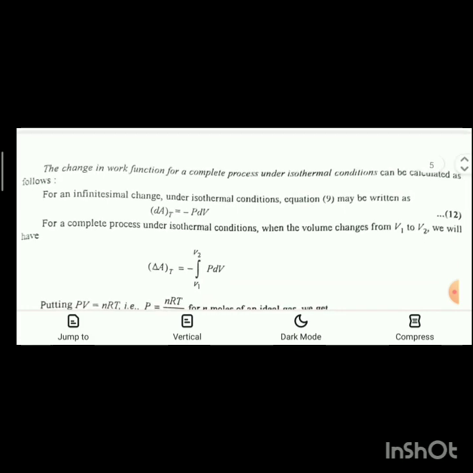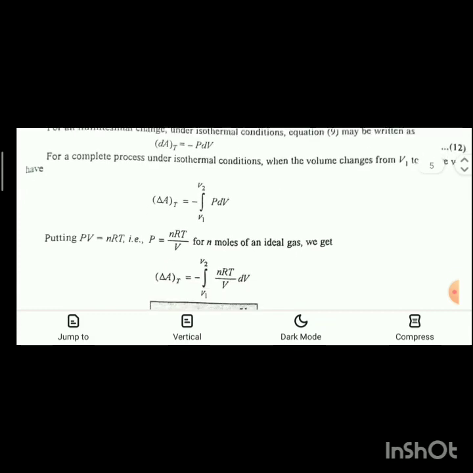The change in work function for a complete process under isothermal condition can be calculated as follows. For small change under isothermal condition, dA at constant temperature = -PdV. ΔA at constant temperature = -∫ from V1 to V2 of PdV. PV = nRT, so P = nRT/V for n moles of an ideal gas. On solving this, we get ΔA at T = -nRT ln(V2/V1). ΔA at T = -W maximum.